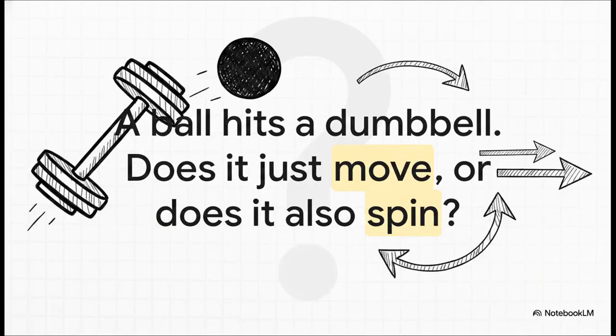So, here's the setup. You've got a dumbbell just sitting there minding its own business, and then bam, a little ball comes in and smacks one of the ends head on. The big question is, what happens next? Does the whole thing just slide forward? Or does that off-center hit make it start to tumble and spin through space? That's exactly what we're going to figure out.